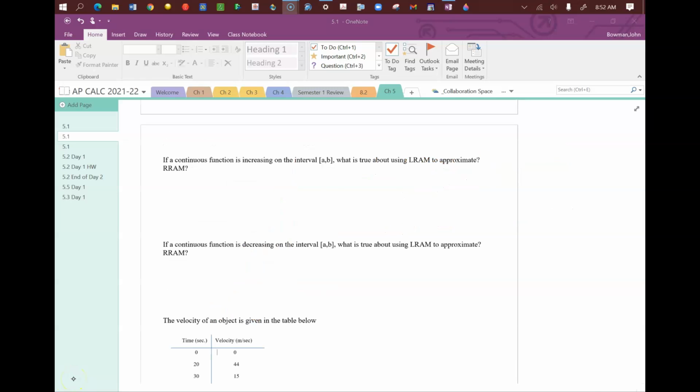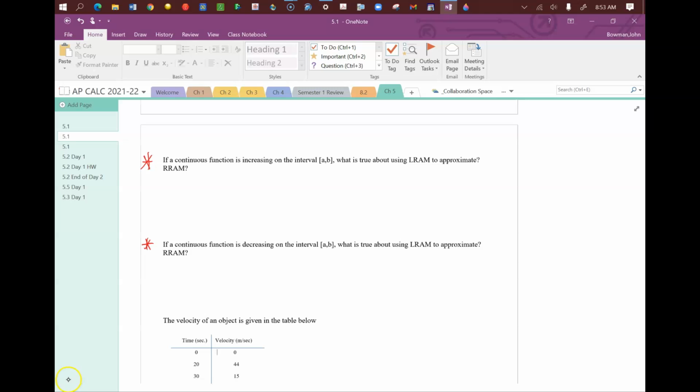So at this point, I want you to pause the video for a moment and think about how you would answer these two questions. If a continuous function is increasing on the closed interval [a, b], what is true about using LRAM to approximate the area under the curve, and what about using RRAM? Basically what I'm getting at here is, is LRAM going to be an overestimate or an underestimate, and the same thing with RRAM. And in the second question, what if the function is decreasing on the closed interval? Will LRAM underestimate or overestimate? What about RRAM?